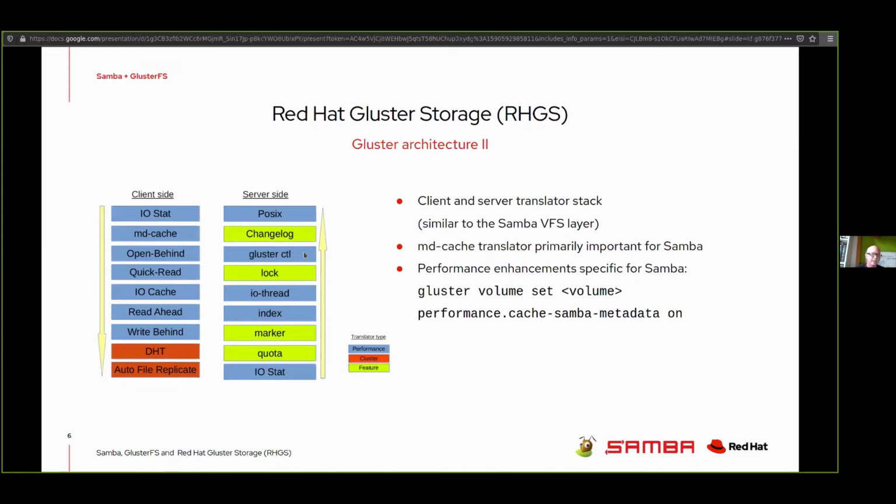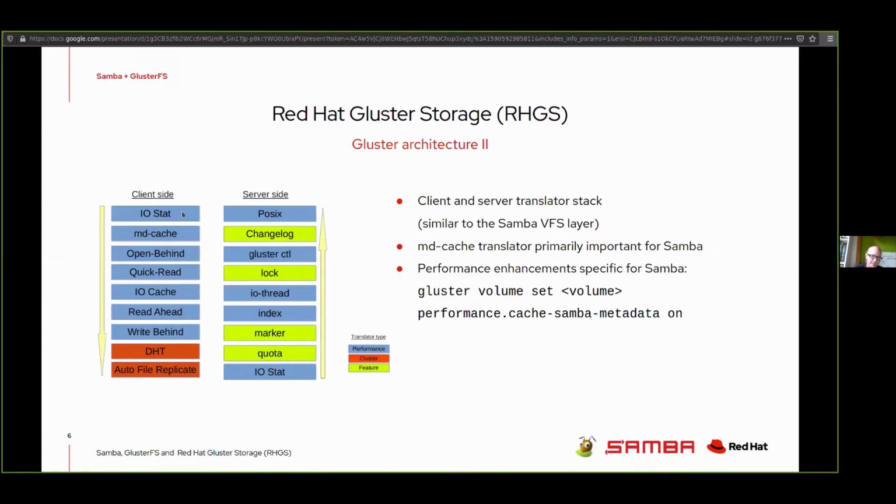For example, on the client side, you see the first translator, which is hit by any operations, is the IOStat translator. Then the next one is the MD cache translator, open behind, quick read, and so forth, until finally the data is really sent out to the server. And then on the server side, you again have a huge set of these translators, which implement various properties. The last one being obviously here the POSIX translator, which is then really translating the IO requests to the disk.